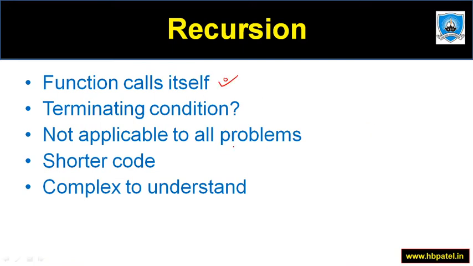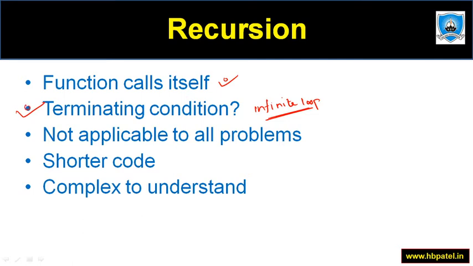Function calls itself. Now in our previous case one may foresee that if I call main from main, it may go into an infinite loop. Alright, so in that case we need to have a terminating condition so that this infinite loop is prevented. So the terminating condition is a very essential part of any recursive call.